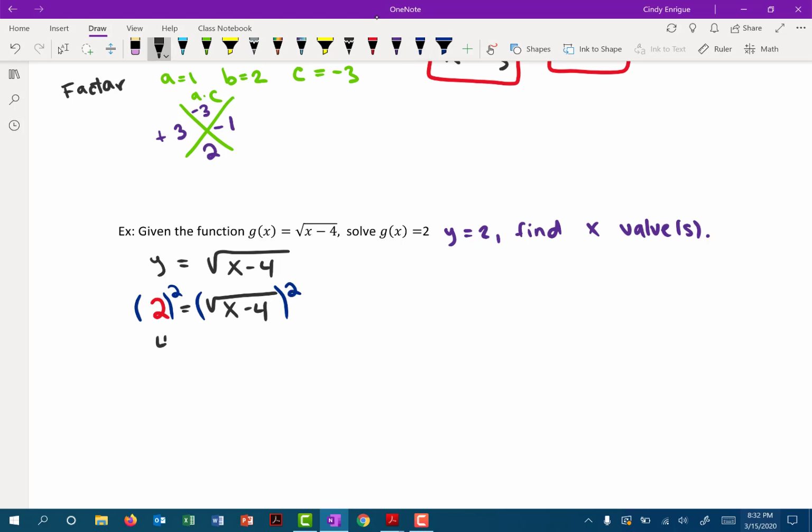So on this side, I'm going to have 4. Now I'll have x minus 4. To isolate the x, I'm going to add 4 to both sides. When I do this, I get 8 is equal to x. So now I know that my x value is going to be positive 8.